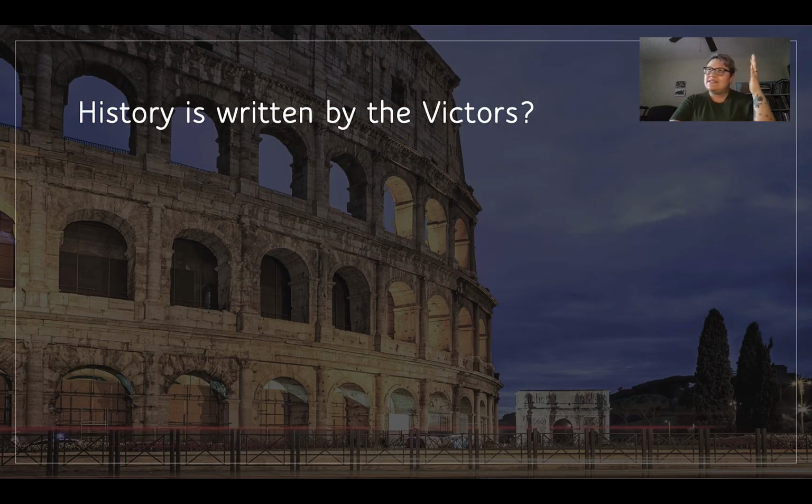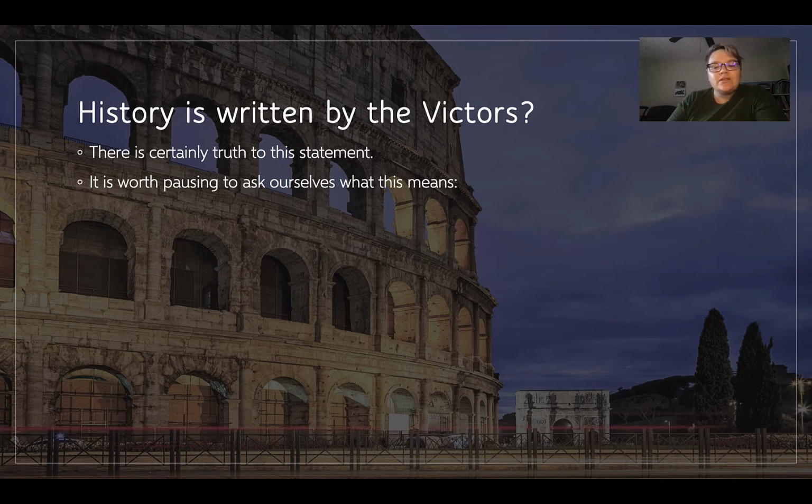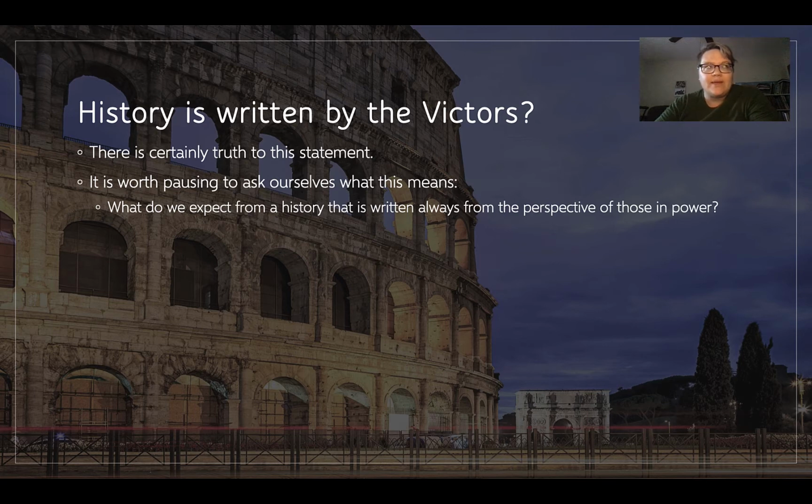We've all heard the saying, history is written by the victors, right? There's certainly some truth to this statement, but it's worth thinking about what that actually means. What do we expect from a history when it's always written from the perspective of those in power? Pause. Ponder. What happens to the histories of those folks with less power? Pause and ponder this as well.